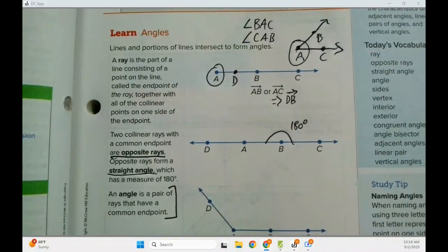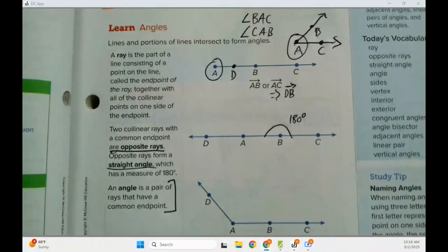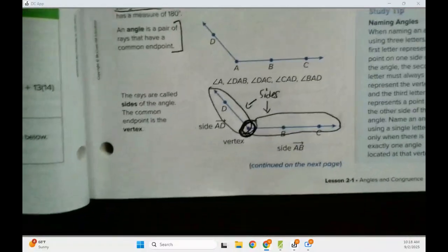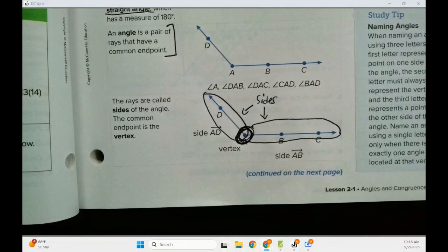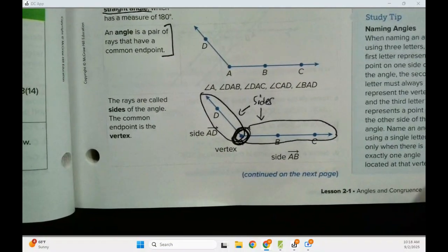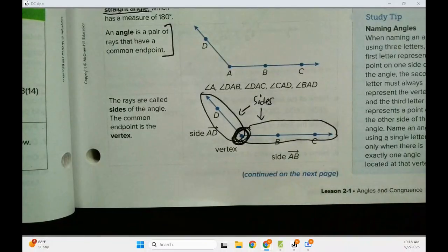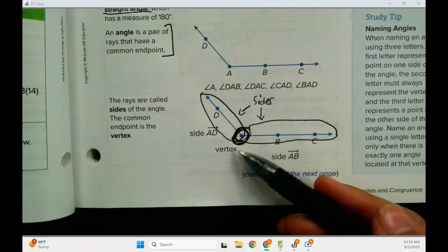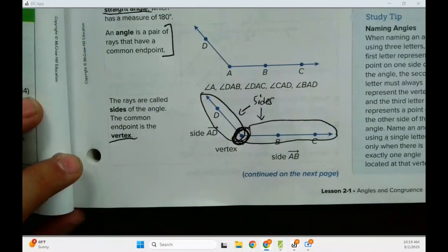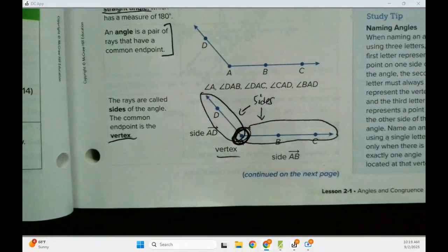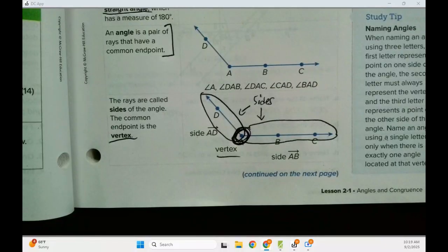And the point that they share, make sure I can bring this down a little bit. There we go. Cool. If I ever am not trying to write something and you can't see it, please let me know so that I can adjust it. The 2 parts of my rays are called my sides, these rays that are made up. And then the shared endpoint, that endpoint they have in common, is called the vertex. Okay? It's called my vertex. It's kind of like my elbow. My elbow is the vertex of my arm, where I have my 2 rays going in different directions.